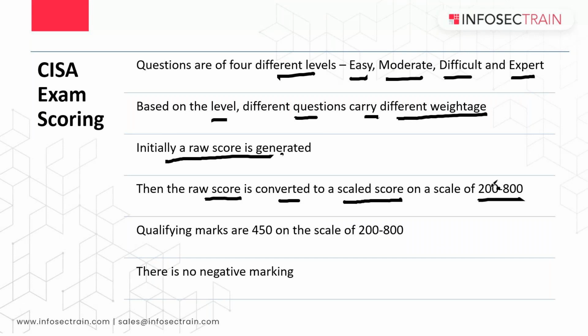Now, on this scale, we need to get minimum 450 marks. So 450 or above qualifies us to apply to ISACA to become a registered CISA. So passing the exam is the first step. Second would be submitting an application to ISACA and get yourself registered as a CISA, for which you need a minimum of 5 years experience.